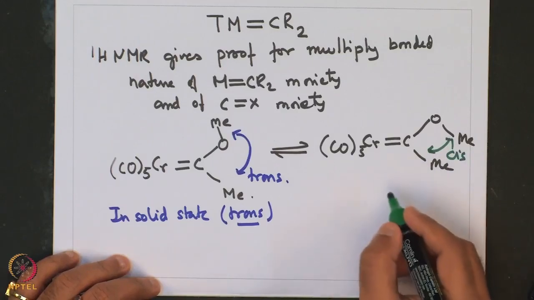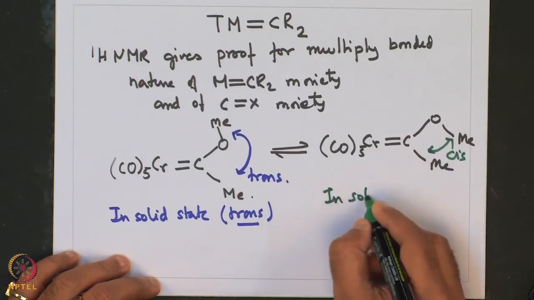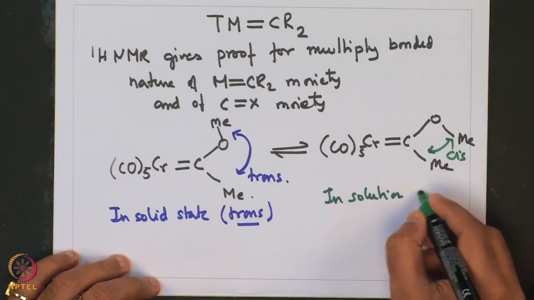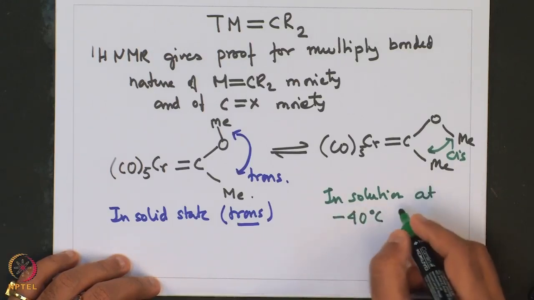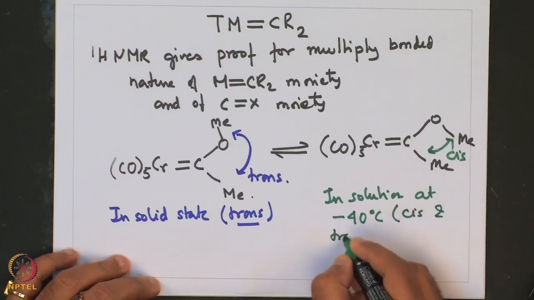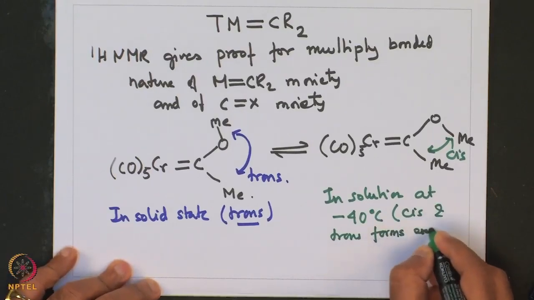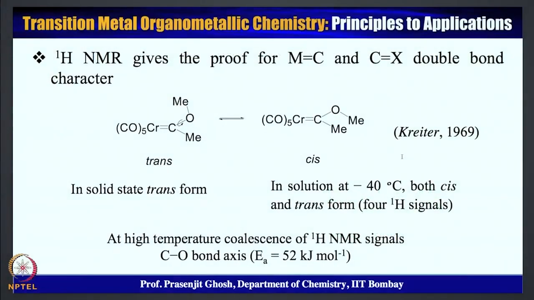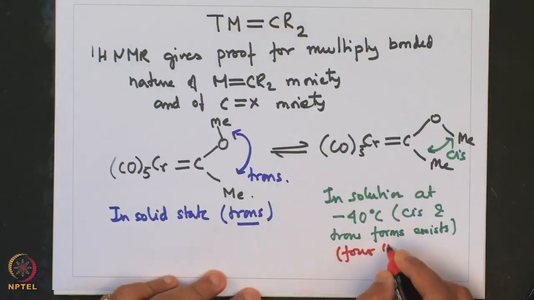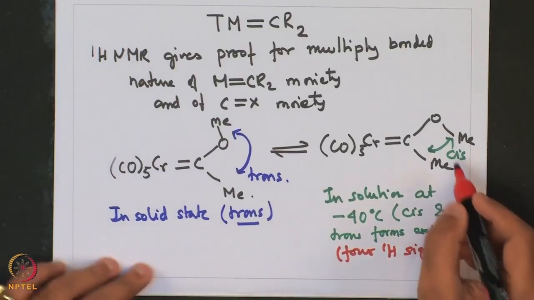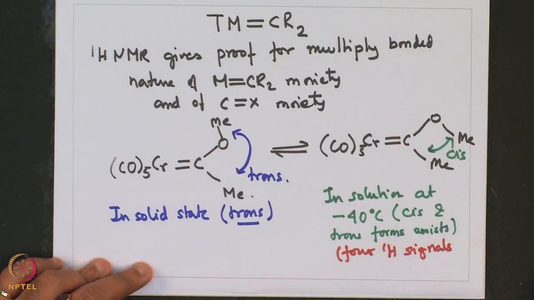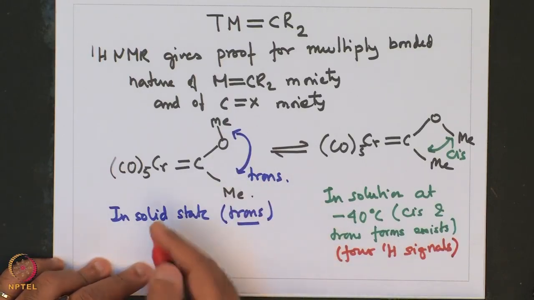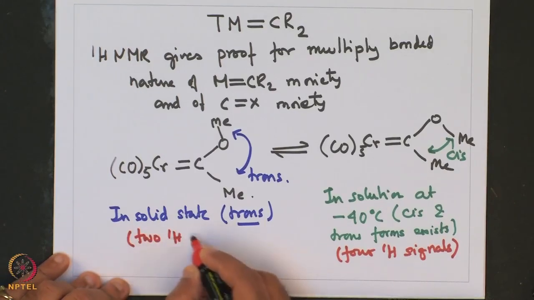Now, this is the cis form. So, in solution at minus 40 degree centigrade, both cis and trans forms exist, and as a result there are 4 proton NMR signals: two from the cis form and two from the trans form, whereas in the solid state where only the trans form exists, that would exhibit only 2 proton NMR signals.